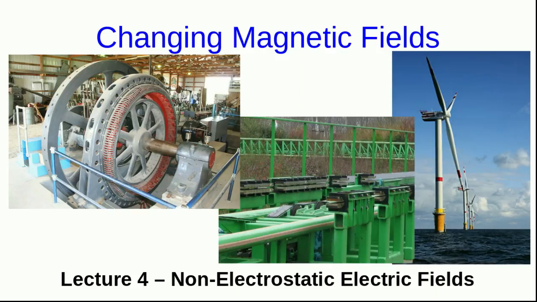In the last few lectures, we've seen some little hints that changing B fields result in electric fields, and also some hints that these electric fields are somehow different from the electric fields we've seen before. So now we're going to take a closer look at them.